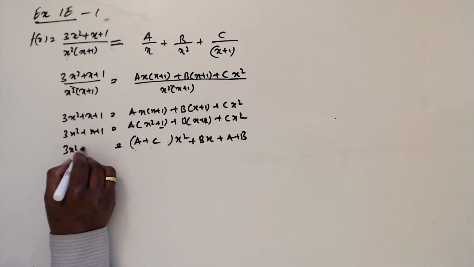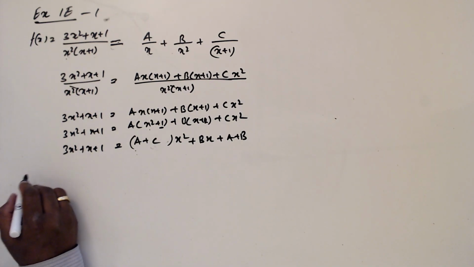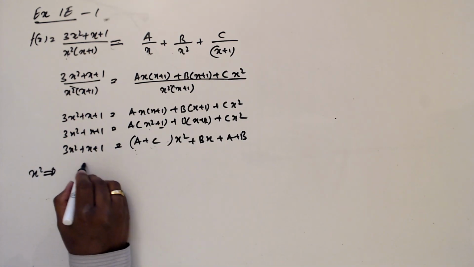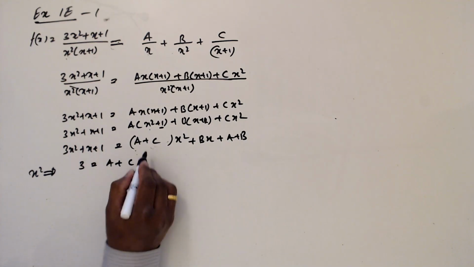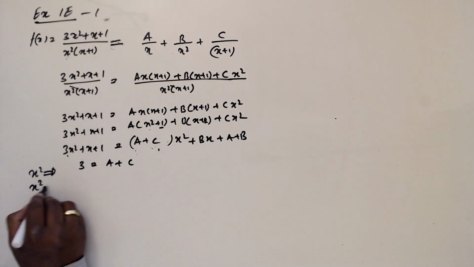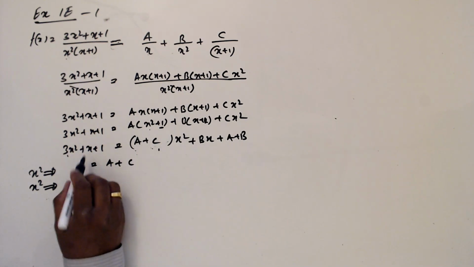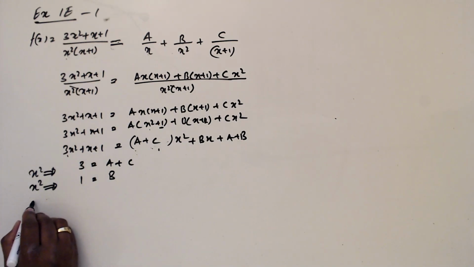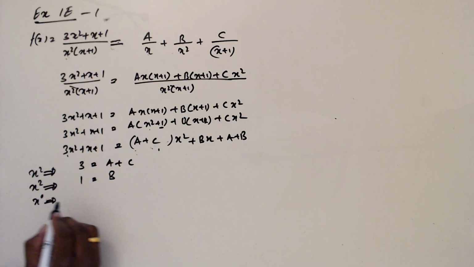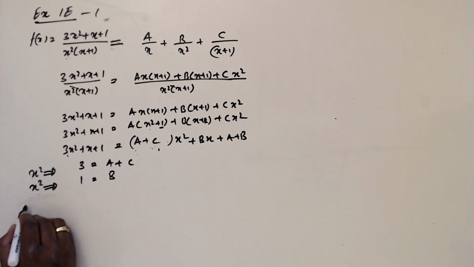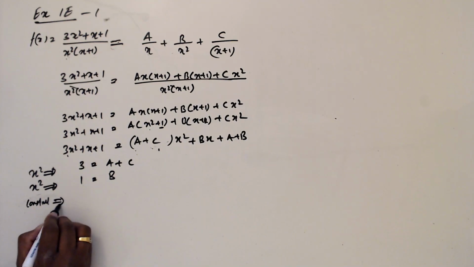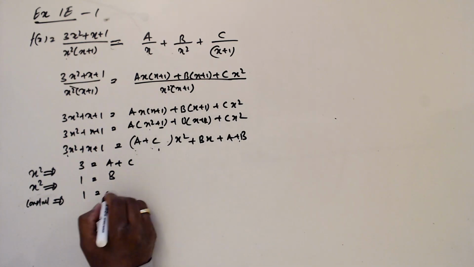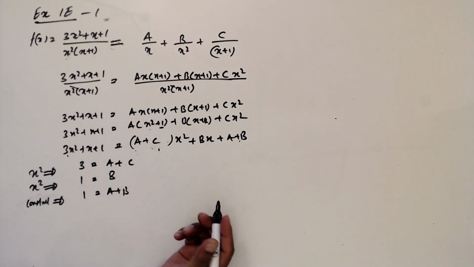Now 3x squared plus x plus 1, so we equate the coefficient of x squared, and we will get 3 equals A plus C. Equating the coefficient of x, we will get 1 equals B. So B we could get straight away. Then x to the power 0, or the constant, is going to be again 1 equals A plus B. Now we have three equations to solve.